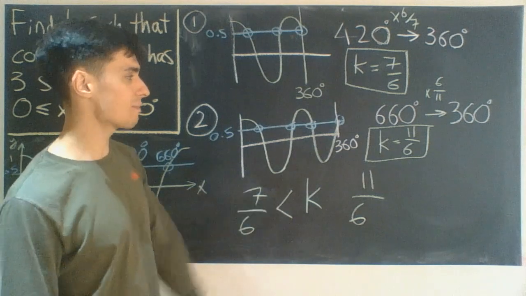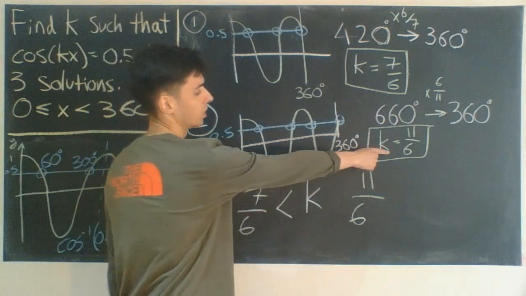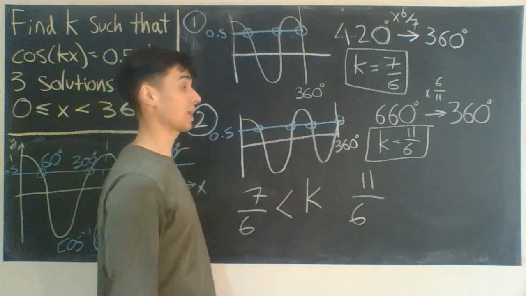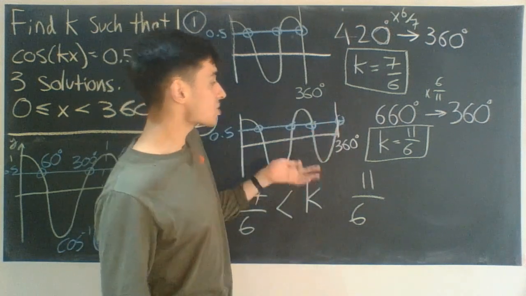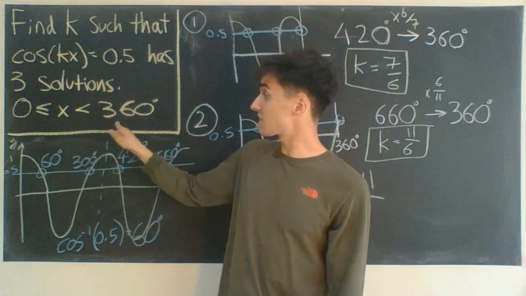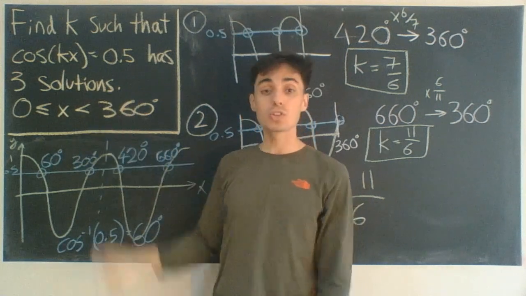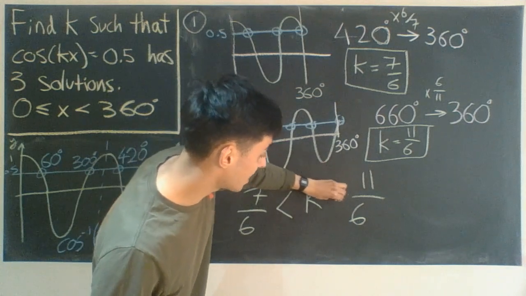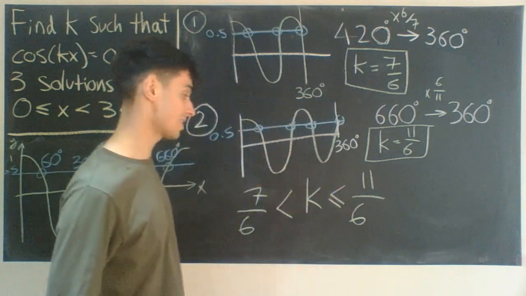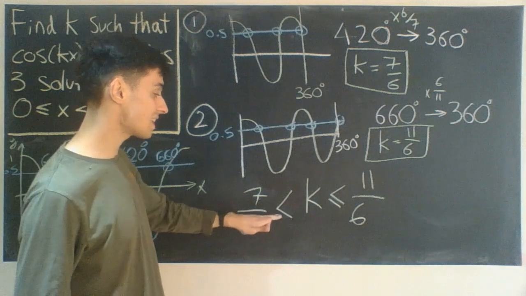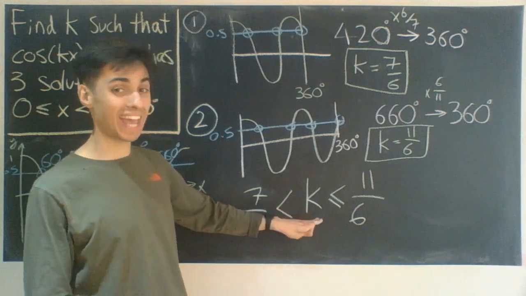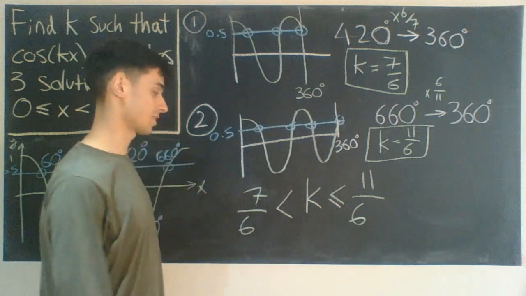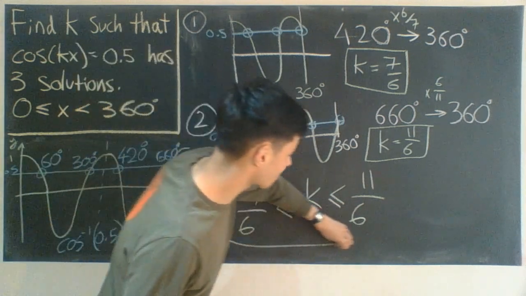And for our 11/6, well, this would be where the fourth solution is exactly at 360. That's not a problem for us because 360 is not included. So the fourth solution at 360 is allowed. k could be 11 over 6. So we have 7 over 6 strictly less than k, but k could be equal to 11 over 6. So this is our answer that we want.